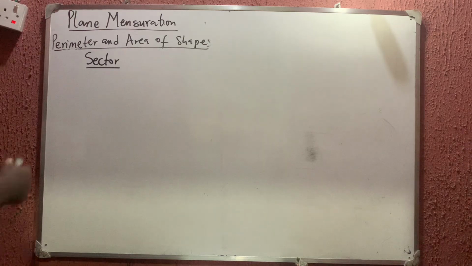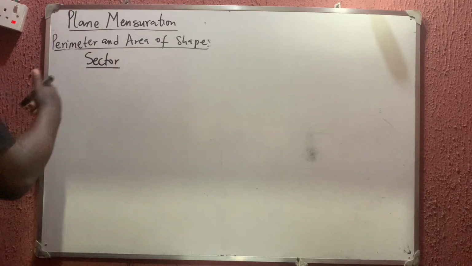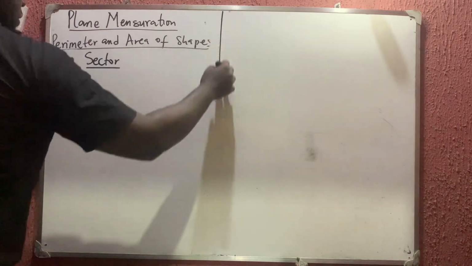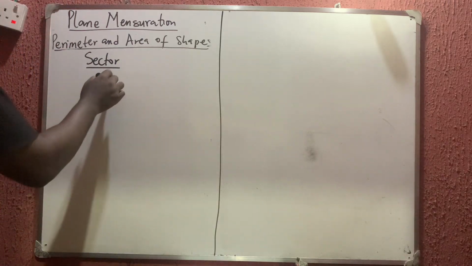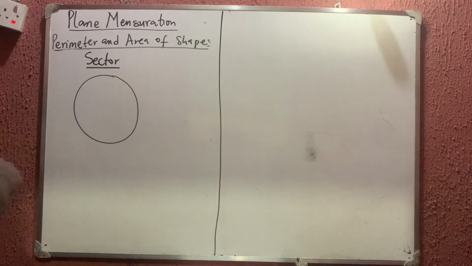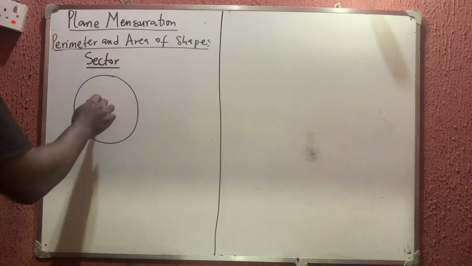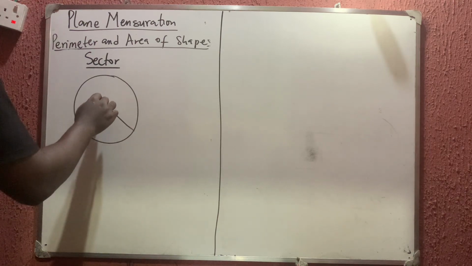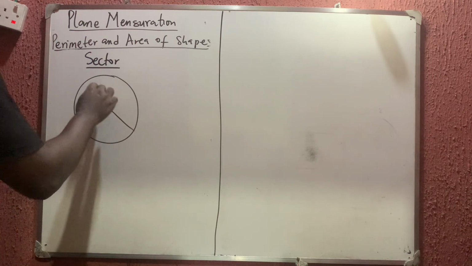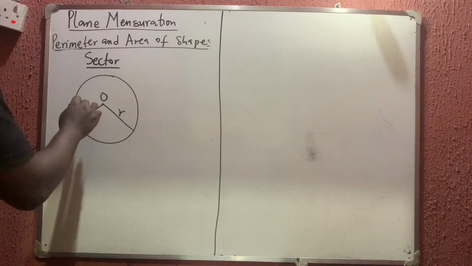In this video, we'll be talking about the sector. We're talking about the perimeter and the area of a sector. Like I told you in the previous video, if we have a circle like this, and we have two radii, with center O, this is the radius, this is the radius.